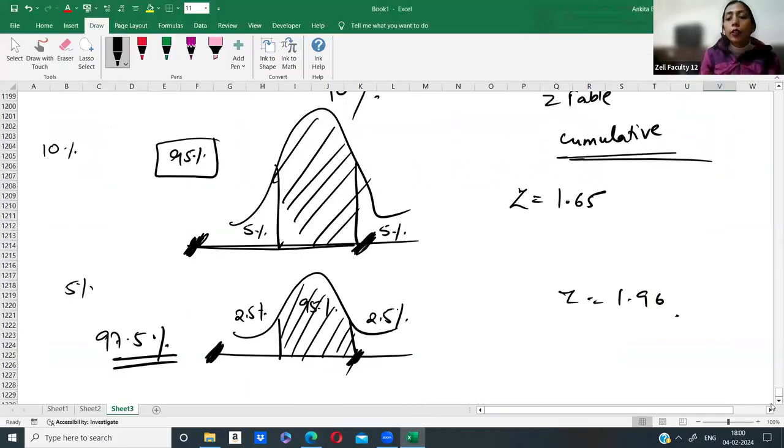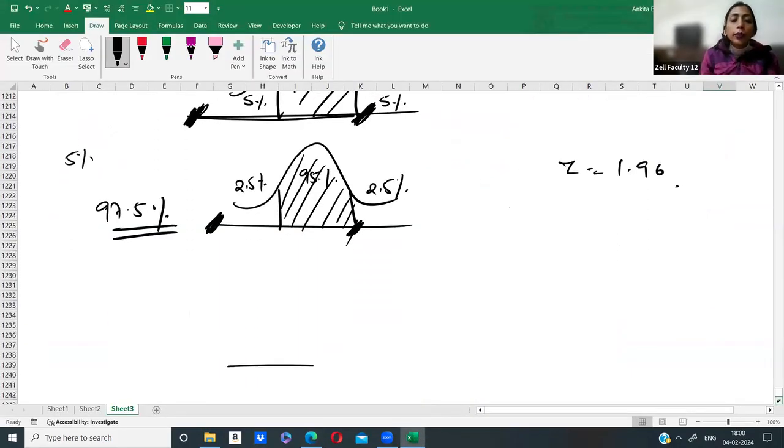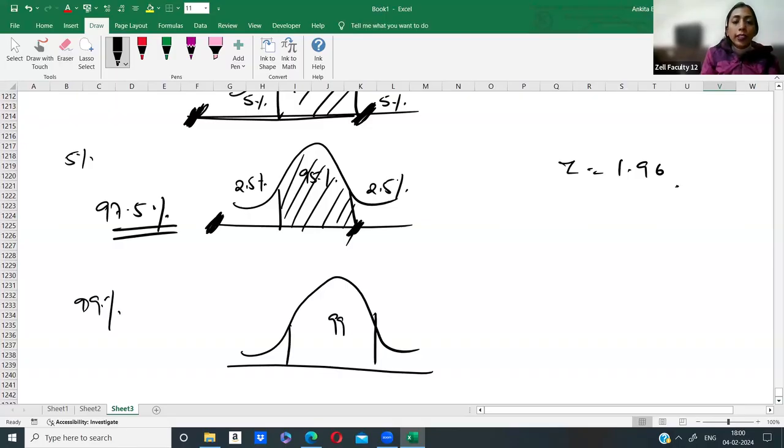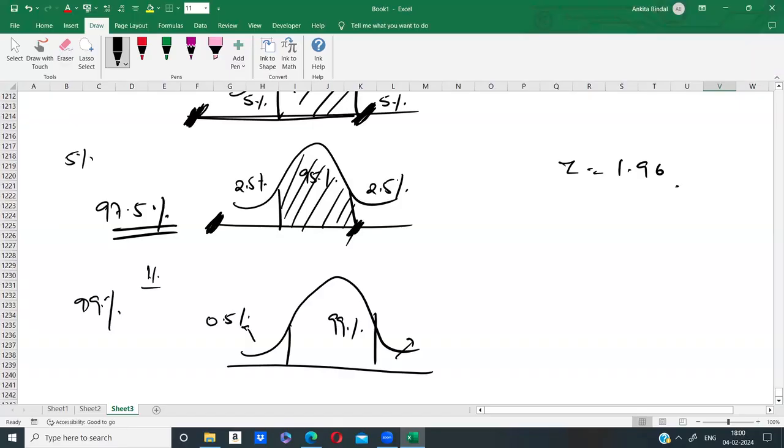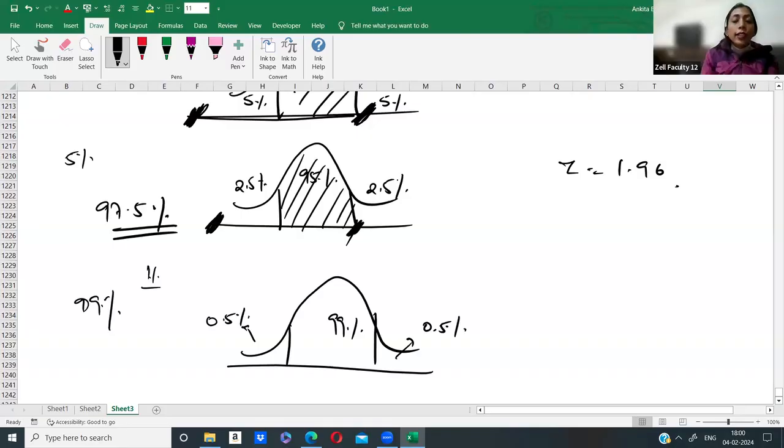If this is clear for you, you tell me: if the confidence interval is 99%, this whole value is 99%. How much should I put on the left and how much on the right? The remaining is 1%, so 0.5 and 0.5. That means when I would be looking for the Z value of 2.58, what would I be seeing in the table?